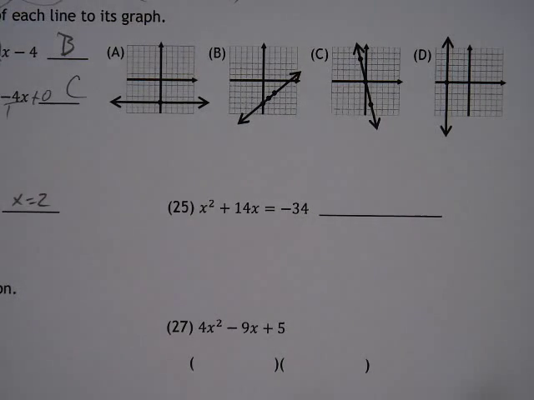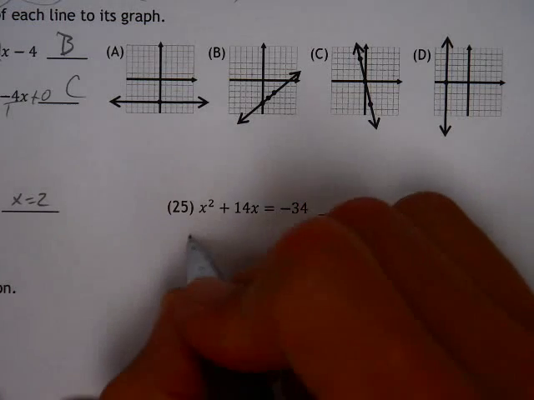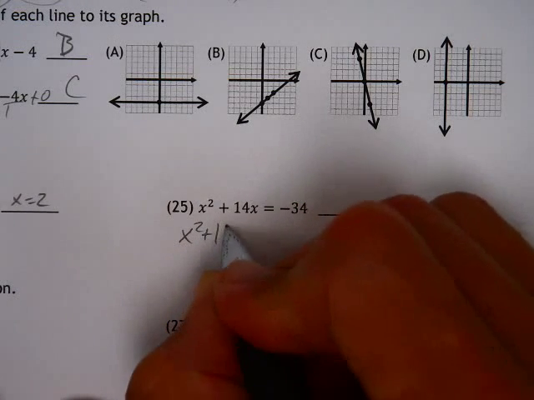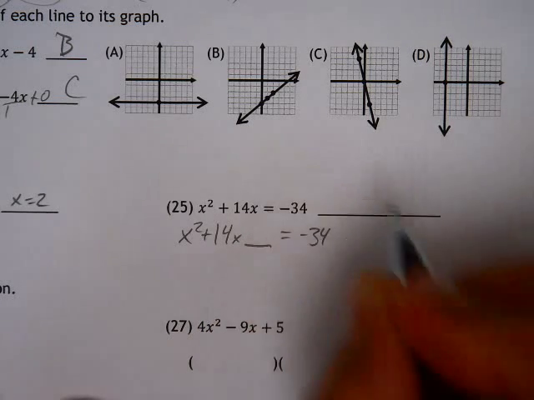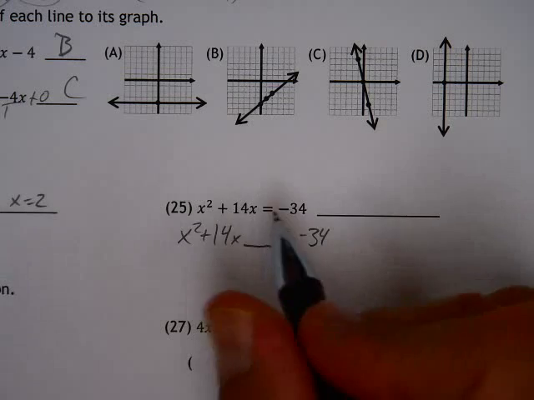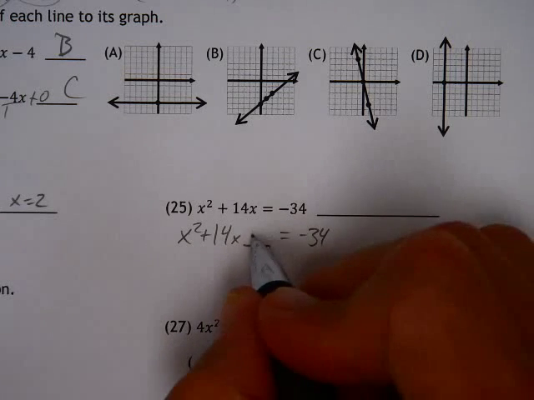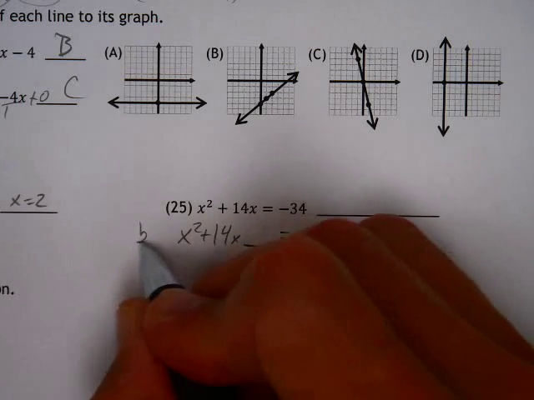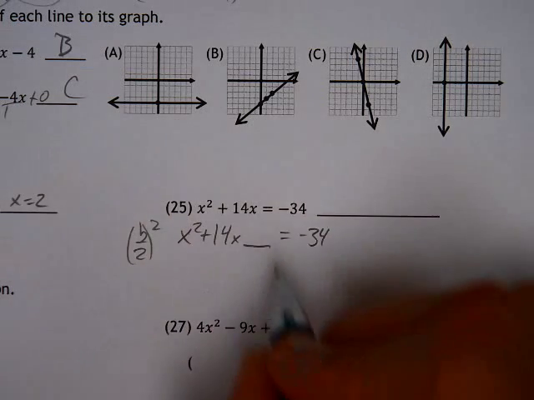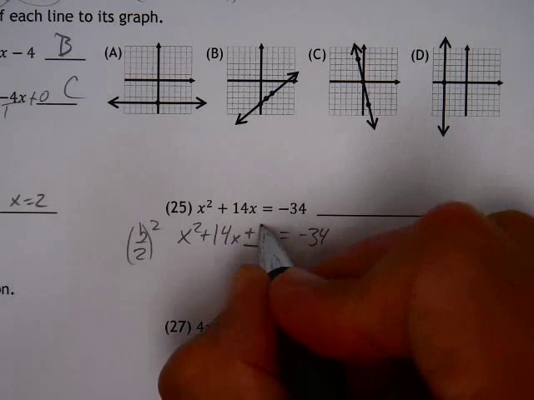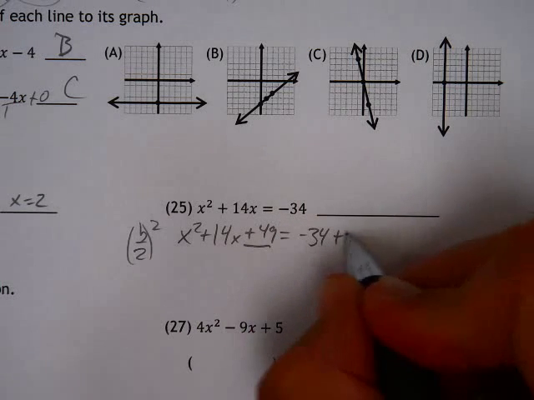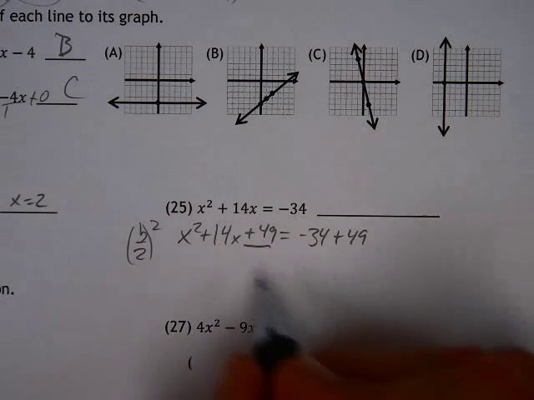This is set up to complete the square, and I think I ought to do it this way because I've seen some of you try this before and it's not pretty, to be frank. If we add something to both sides here, we're going to take that b over 2 squared approach. That's completing the square. 14 divided by 2 is 7, and 7 squared is 49. So I'm going to add 49 to both sides of the equation here.